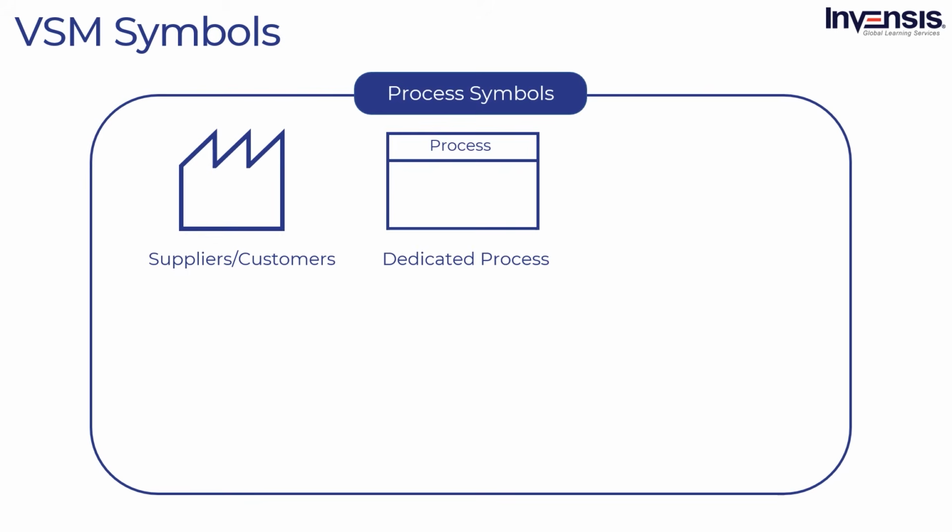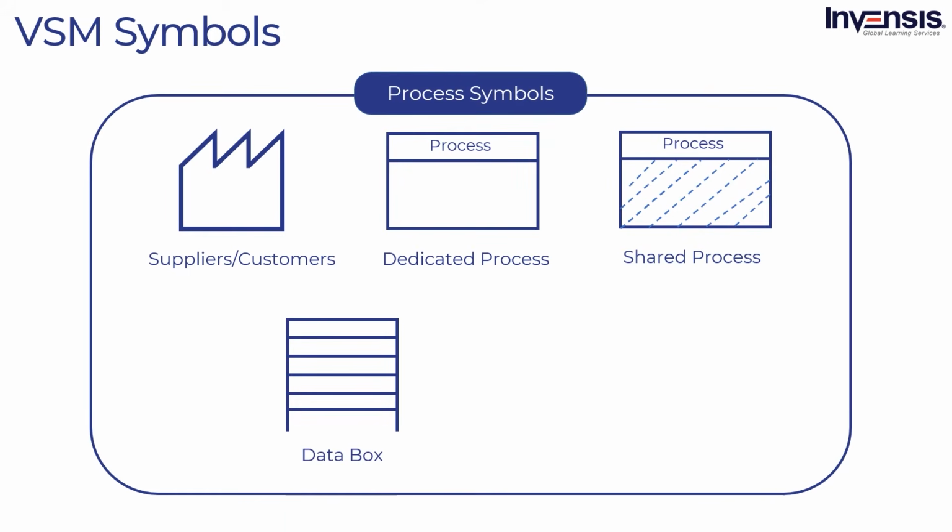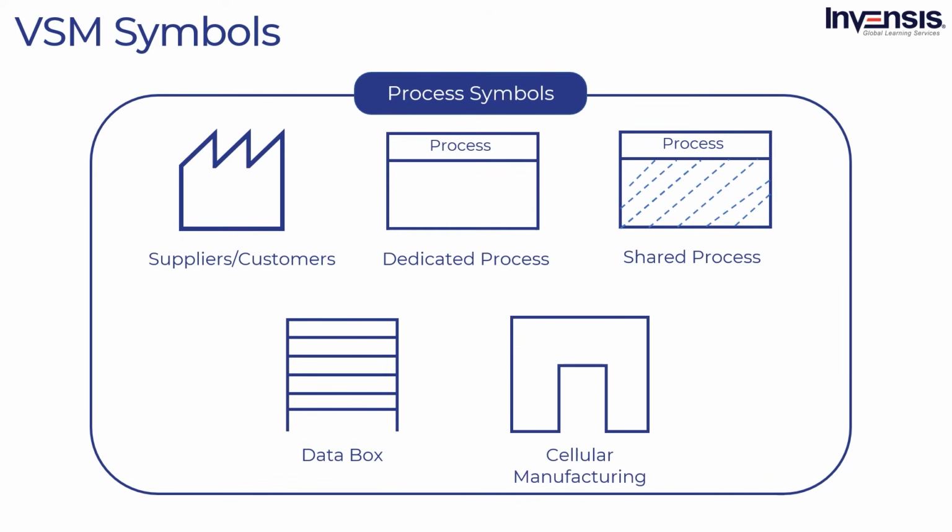Next, we have the process box. Here, the process takes place, and the name of the process is written on the top. This is also called a dedicated process box. Then, we have a shared process. This icon represents a process operation, department, or work center that other value stream families share. Then, we have the data box. This is a simple table where the relevant information related to the process box is stored. Next, the last symbol for this category is cellular manufacturing. This is an important part of VSM and lean operations. The work cell symbol indicates that multiple processes are integrated within a manufacturing work cell.